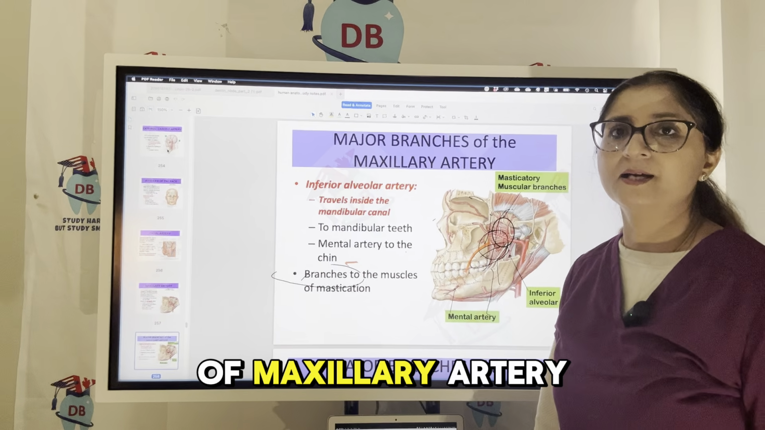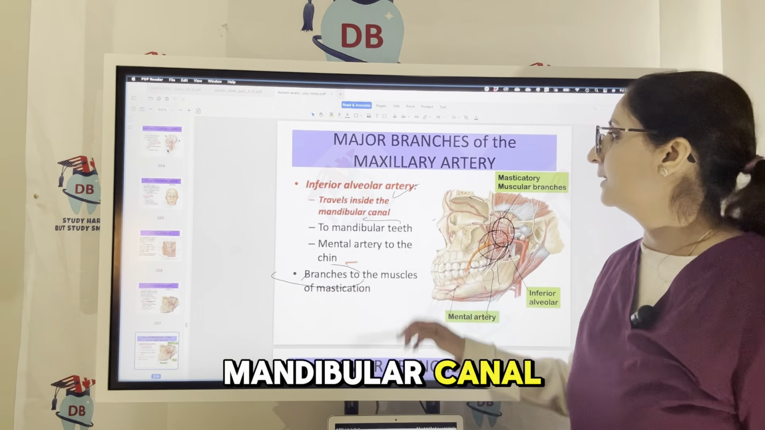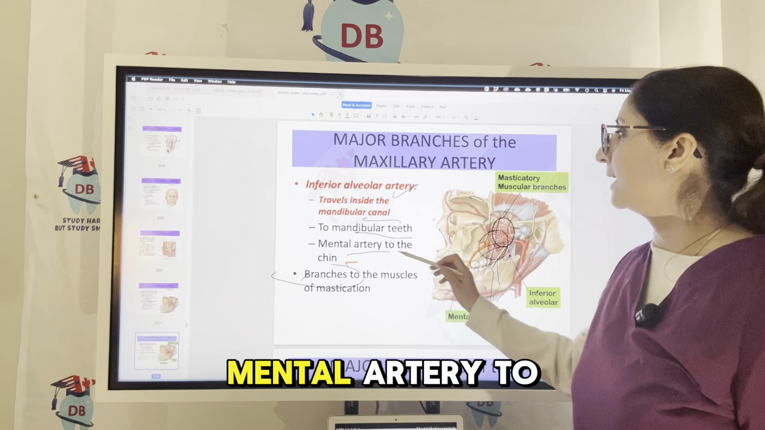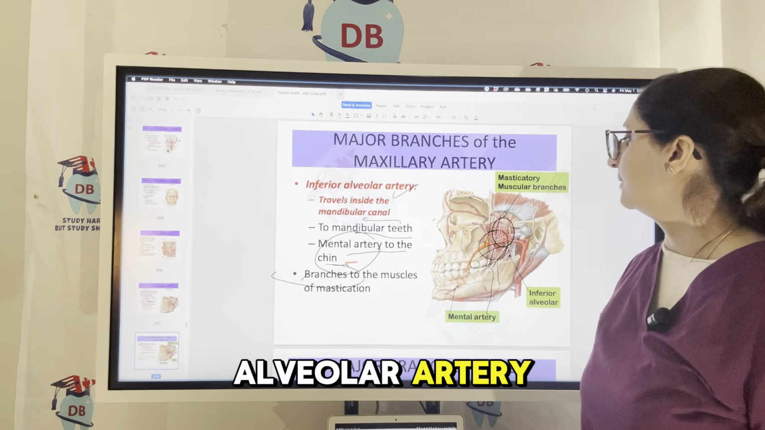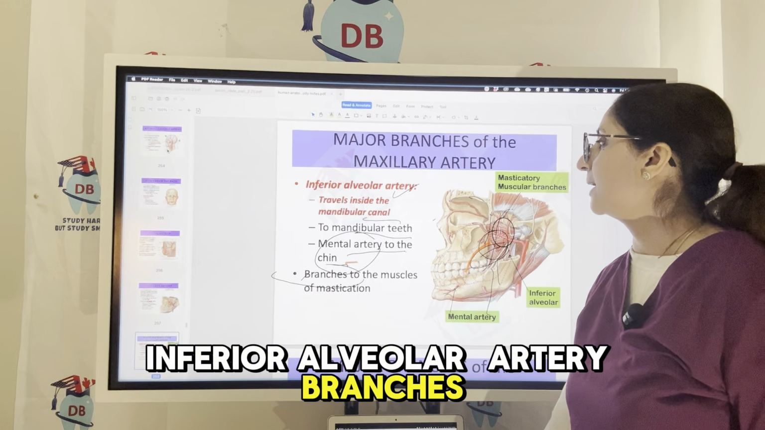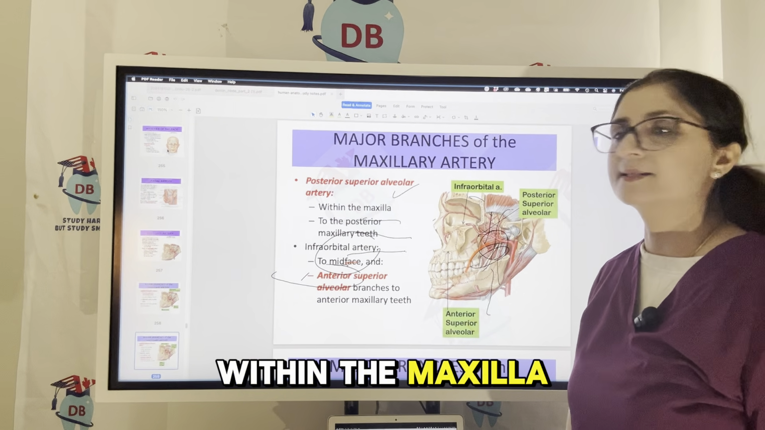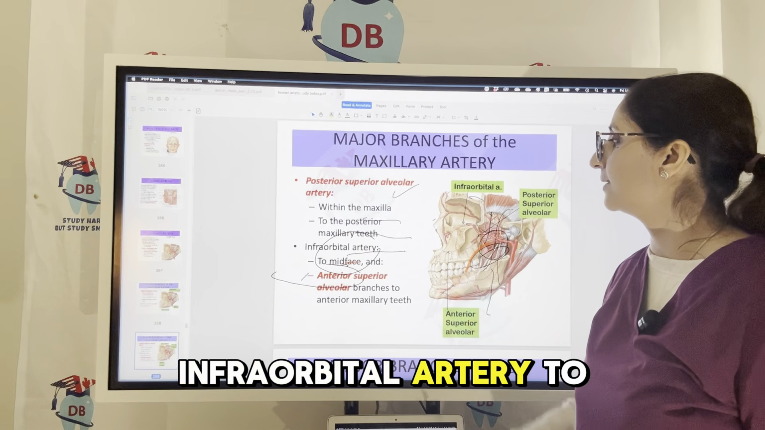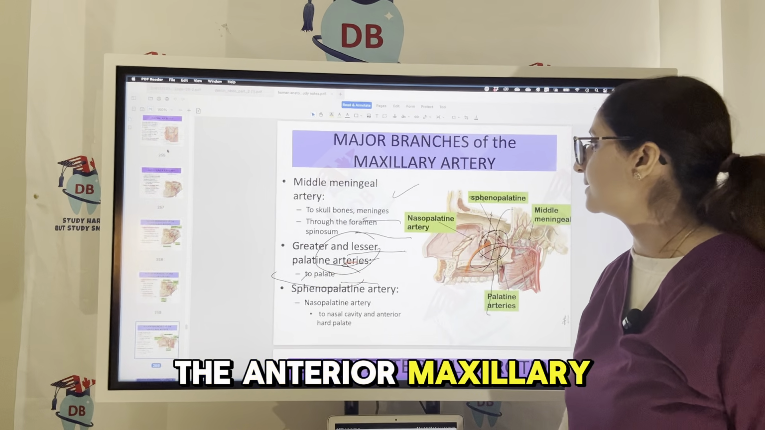The major branches of the maxillary artery, students, are the inferior alveolar artery, which travels inside the mandibular canal and supplies your mandibular teeth. The mental artery goes to the chin. The mental artery is the last branch of your inferior alveolar artery. Branches also go to the muscles of mastication. Then the PSA within the maxilla supplies the posterior maxillary teeth, the infraorbital artery goes to the midface, and the anterior superior alveolar artery branches to the anterior maxillary teeth.